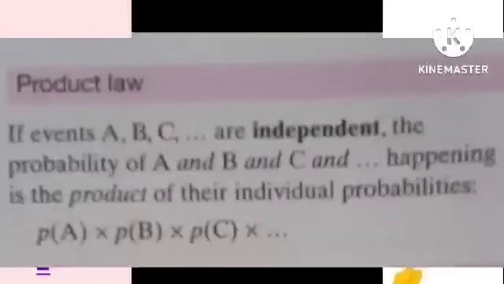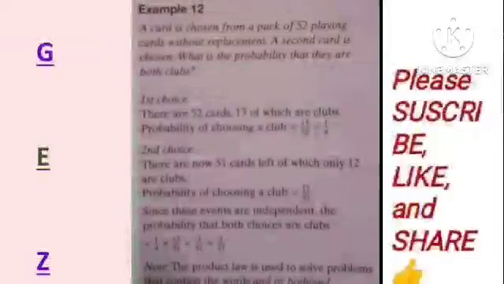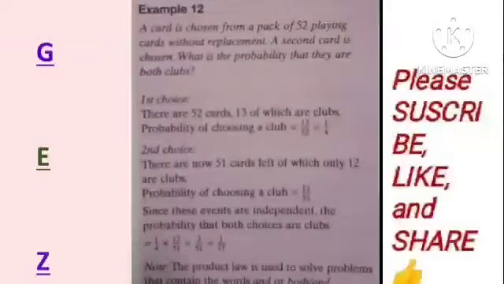So the product law applies to independent events. That means if you have events that can happen independent of each other, you just multiply their probabilities. I'll give an example to illustrate this. In this case, we have example 12. A card is chosen from a pack of 52 playing cards without replacement. A second card is chosen. What is the probability that they are both clubs?